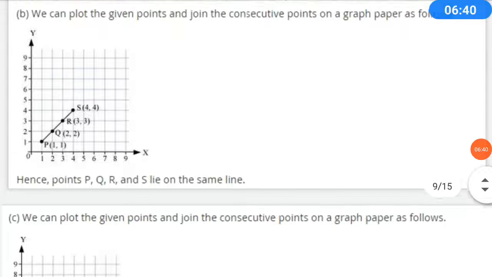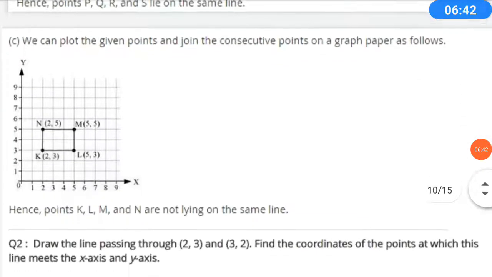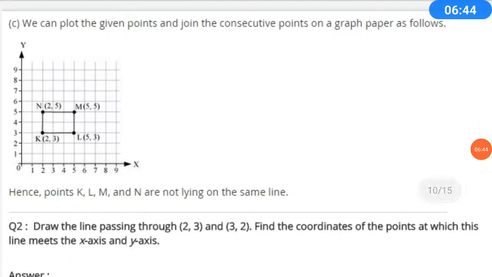Similarly, what we have to do is see question number C. We have to plot a graph, isn't it? So here in this graph we can see a rectangle is obtained while plotting a graph. Have you understood now how to plot a graph when the different coordinates are given? So in this way you have to plot, and here in the C part you will get a rectangle shape.